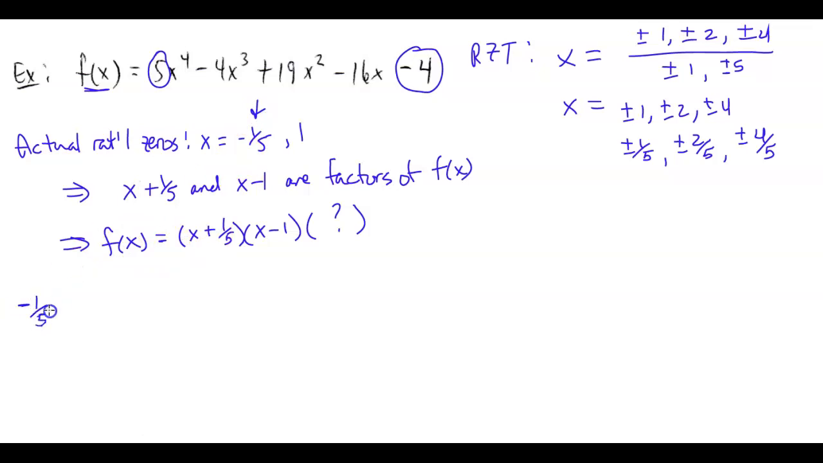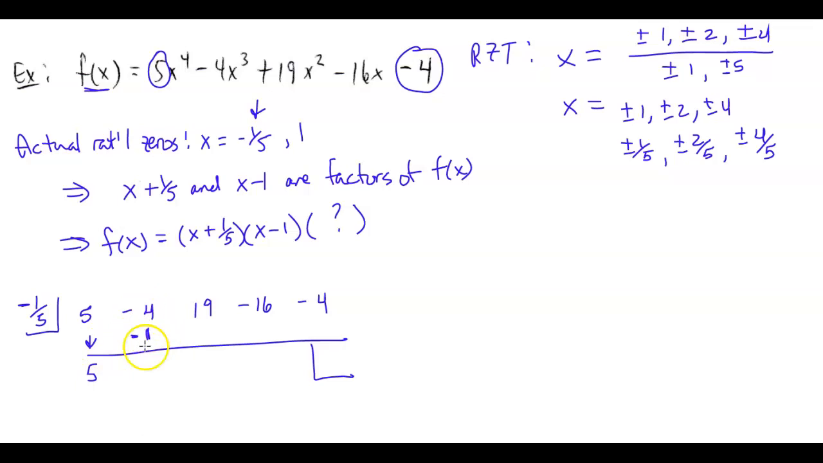So we'll start off with the fraction. We'll start off with that particular 0. And we'll write all of our coefficients. So we got 5, -4, 19, -16, and -4. Let's double check, make sure we got all those in. And then we'll pull down our 5. And then we'll do a series of multiplying and adding. So if we take -1/5 and multiply it times 5, we just get a -1. And then we add.